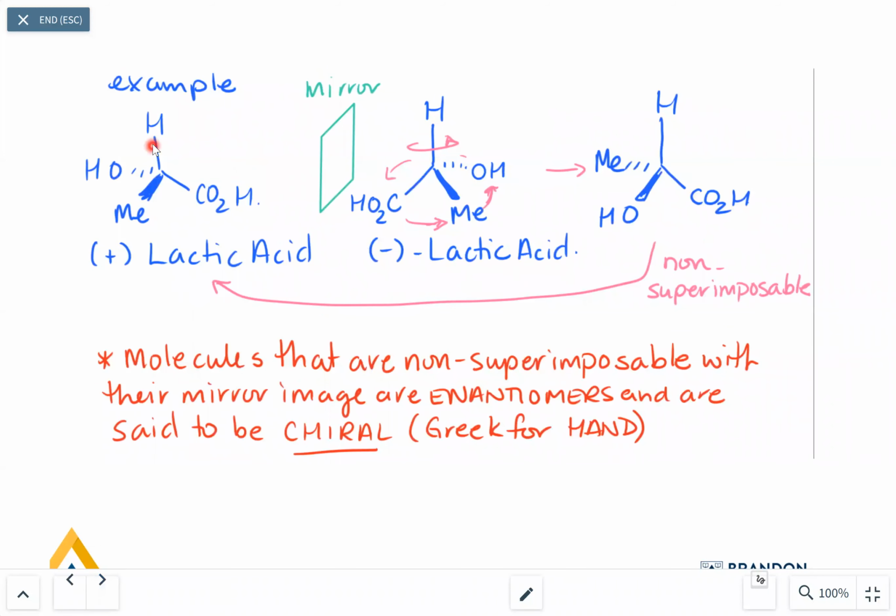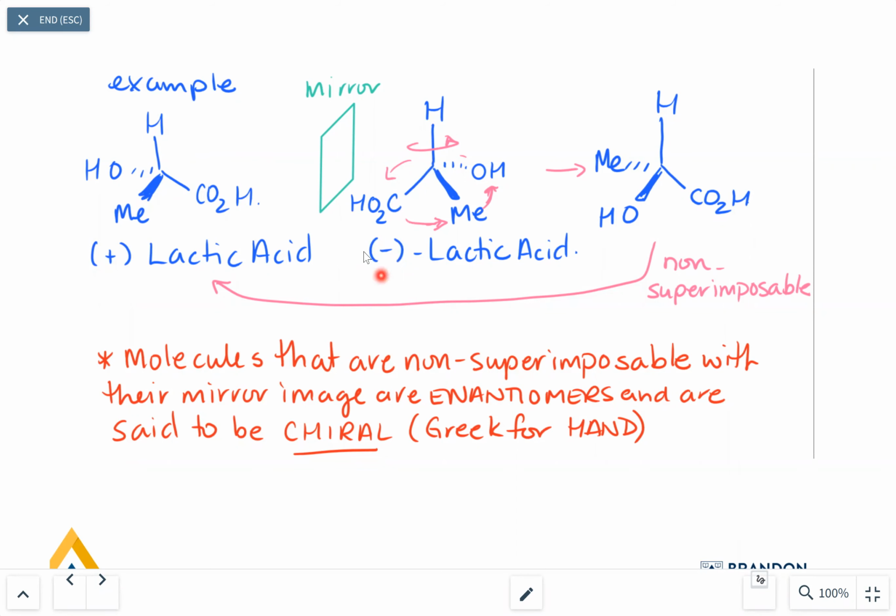An example we gave last class was lactic acid. So we've got a carboxylic acid here. This carbon is bonded to four different types of groups: proton, methyl group, hydroxyl group, carboxylic acid. So what we're going to see is that the main source of handedness for organic molecules is a carbon bonded to four different substituents. There are two different forms of lactic acid, what we would call plus lactic acid and minus lactic acid.